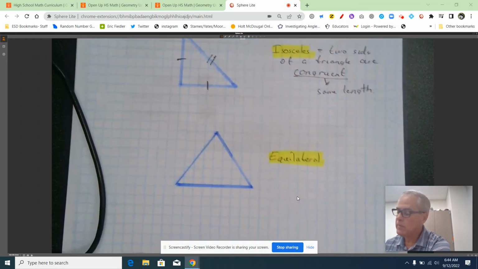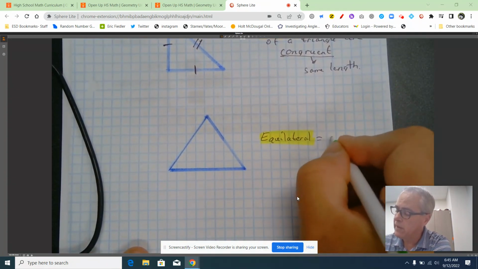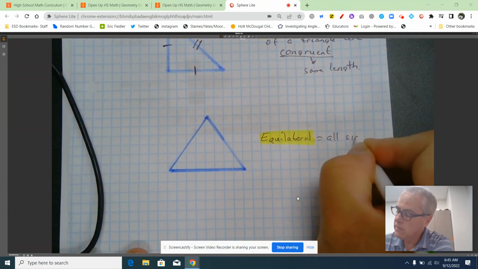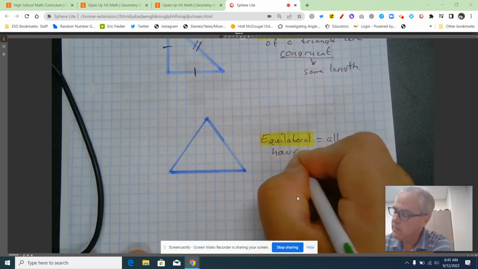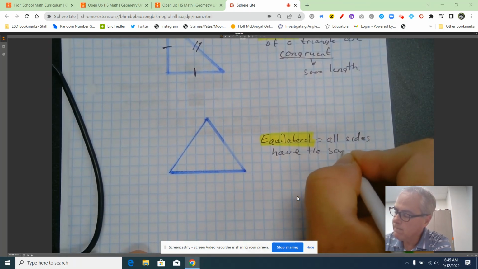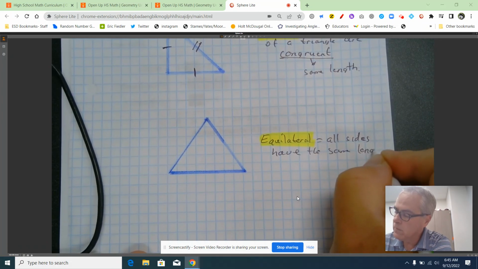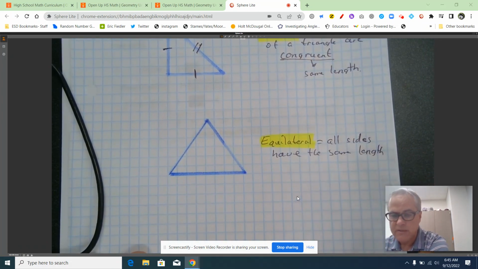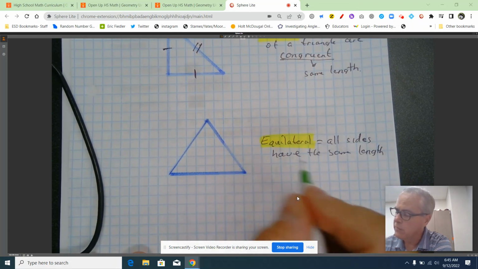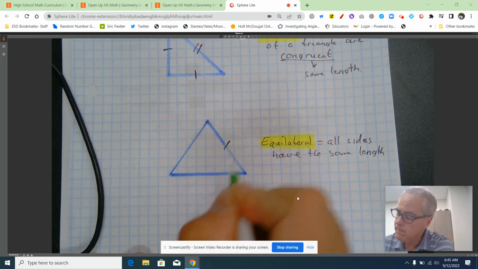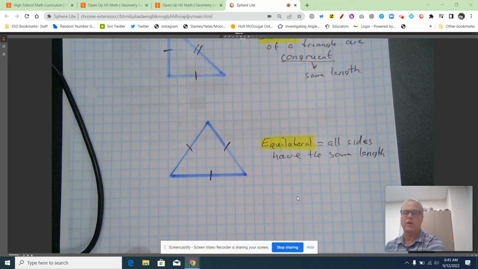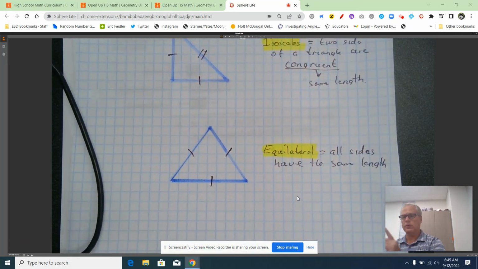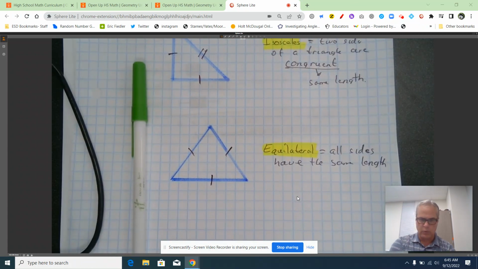Okay, equilateral. Equilateral means all sides have the same length, or I could say all sides are congruent. Remember, congruent means the same length. So here's how I could mark that. I put the same number of tick marks on all 3 sides. So know those 6 ways. You'll be using those really quickly here today.